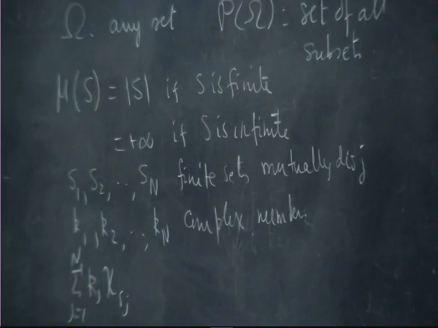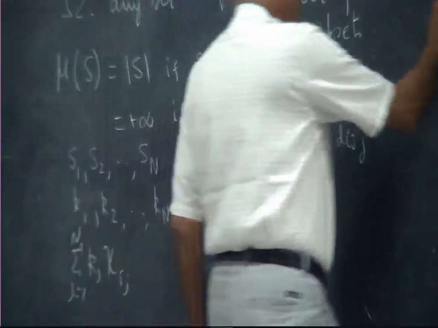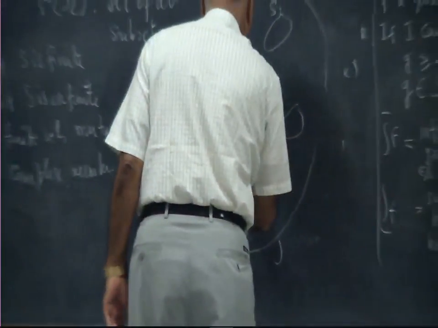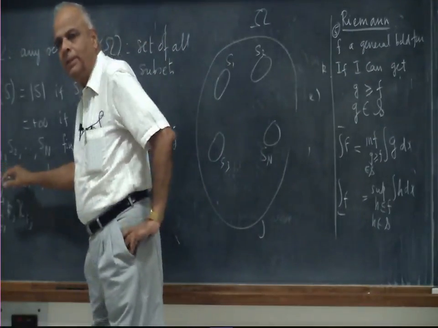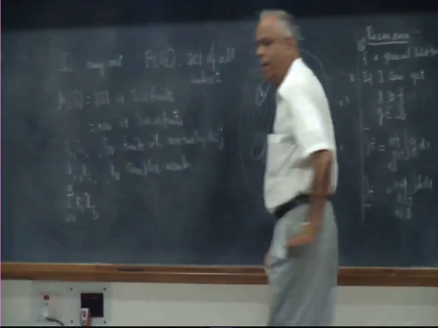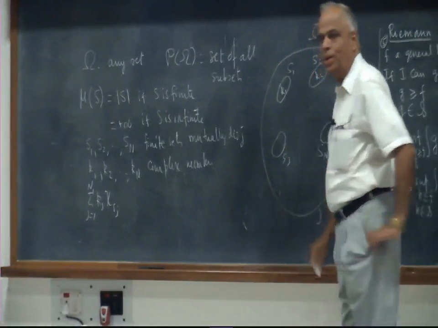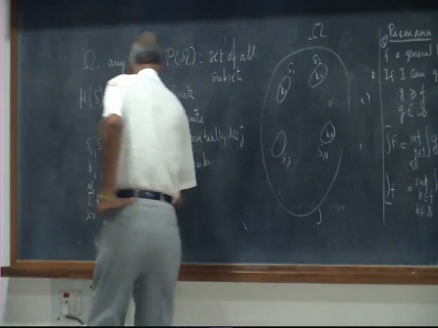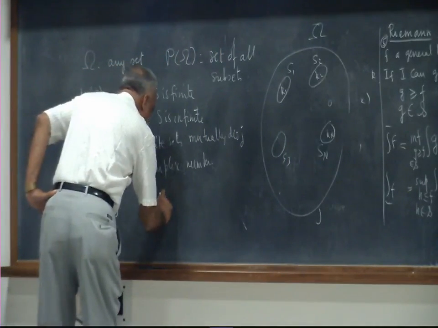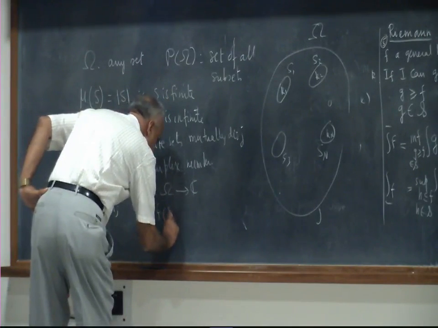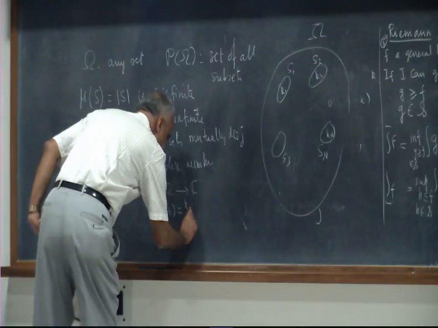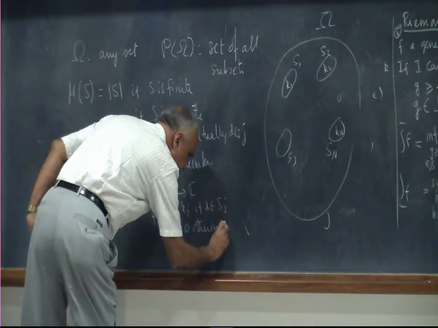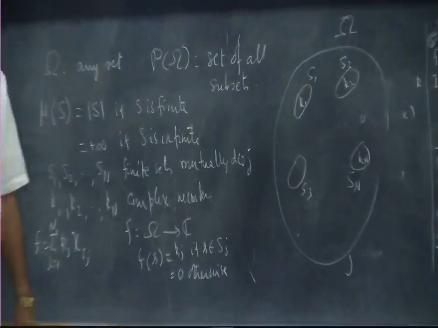So what is this function? I have now this omega and I have these disjoint sets S1, S2, S3, ..., Sn. Now I have a function which takes the value k1 at all these points, takes the value k2 at all these points, kn at all these points and 0 at all these points. So therefore, f is a function mapping omega to C, f of s equal to kj if s belongs to Sj, 0 otherwise. That is the function.